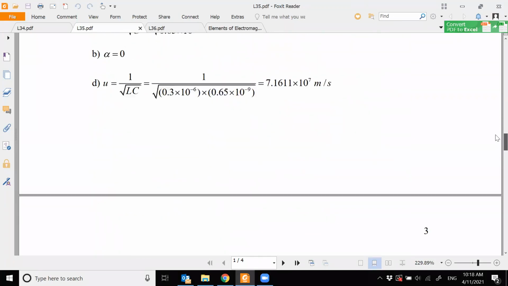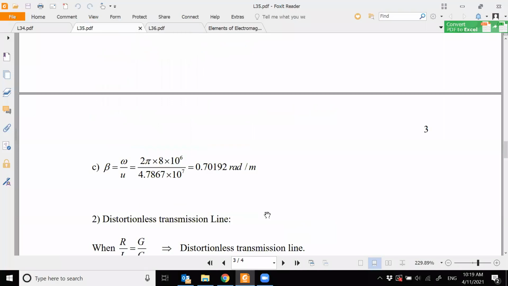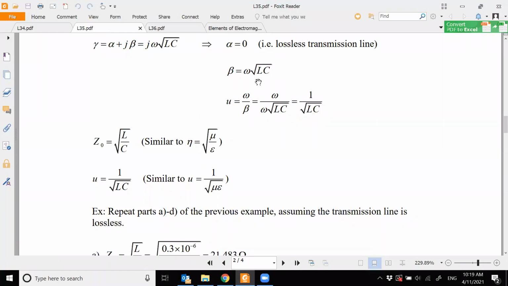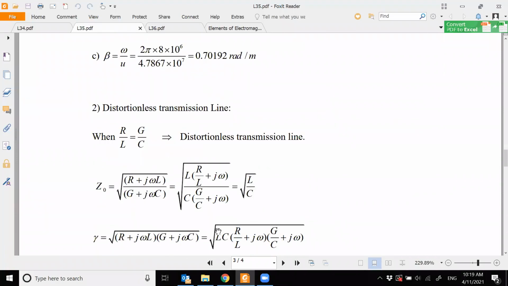So now, for my Z0, we will use the simplified expressions. It is root of L over C, which is 21.4 ohms. My attenuation constant is obviously 0 because it's a lossless case. And my phase velocity is 1 over root of LC, which is this value. And then my beta is omega over U, which I can get in this way. Or if you want, you can get beta using this expression. It's up to you.